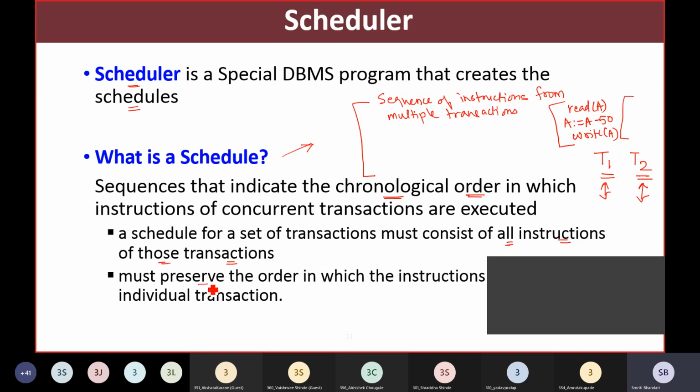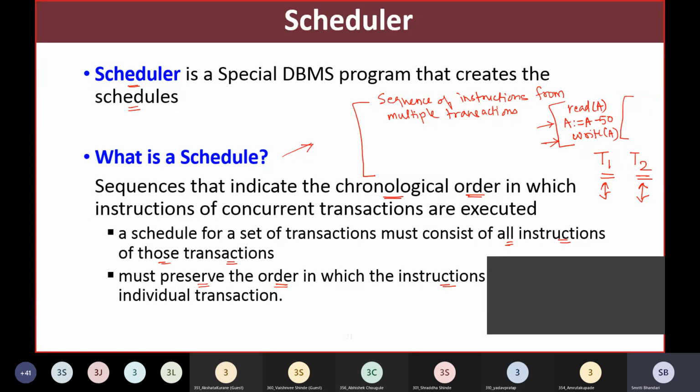And similarly, there is some order of instructions. So a schedule must preserve the order in which the instructions appear in each individual transaction. While preparing a schedule, read A must appear first from transaction T1, then A = A - 50, and then write A. So change of this order of instructions from a particular transaction is not allowed.